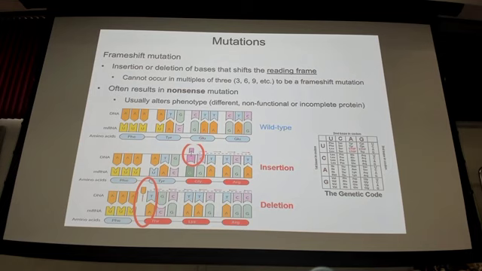So let's look at that a little bit. When you have insertions or deletions of bases that shift the reading frame, if it doesn't occur in multiples of 3, you're going to have a frameshift mutation. If it does occur in multiples of 3, you might miss out on an amino acid or two, but it's not going to be the entire message screwed up, as it would be if you just shifted 1 or 2 nucleotides away.